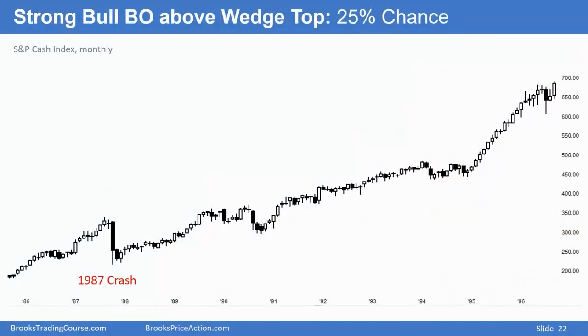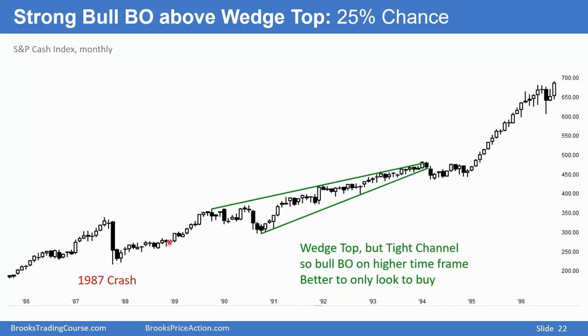This is the S&P cash index, a monthly chart. Here's the 1987 crash. We got 3 pushes up, 1 pullback, 2 pullback, 3, and it's subdivided into a nested wedge. But a very tight bull channel. We got the bear breakout, but what followed? We failed a bull breakout here. We got a reversal down here.